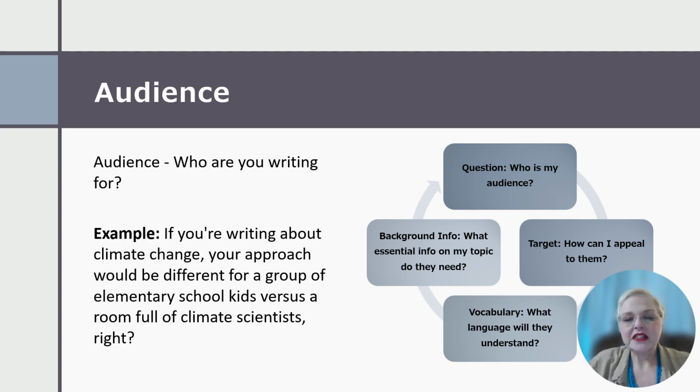As you're thinking about audience, consider these 4 areas. First of all, ask questions. Who are they? Then think about how do you target them? What can you say to appeal to them? What vocabulary will you need to use so that they will understand what you're talking about? And what is the essential info on the topic that they need to know?